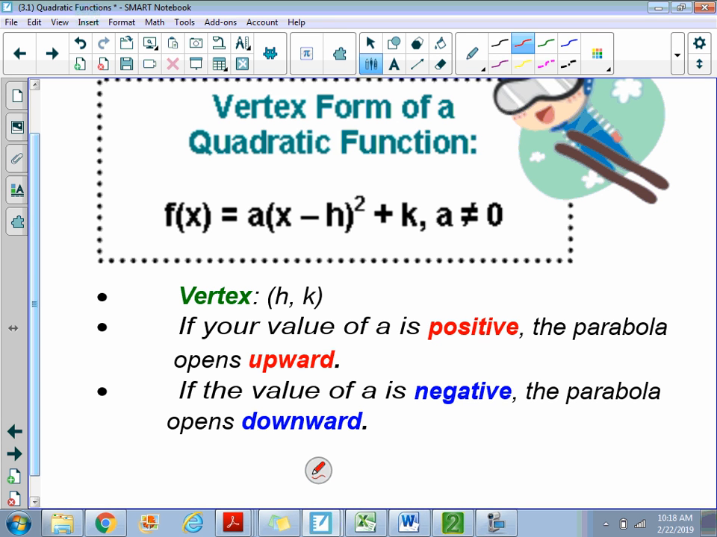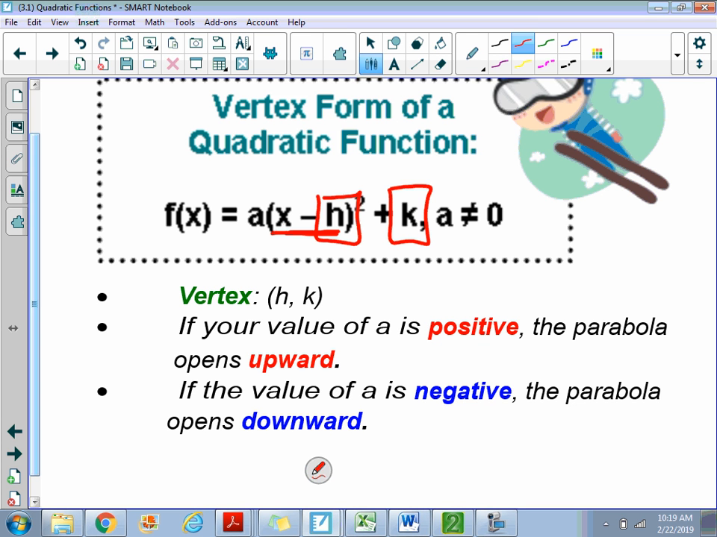Okay, now, notice this is X minus H. The vertex form is X minus H because if it's X minus H, your vertex is going to be a positive X value, right? Because X lies. That's why that one's the standard form. So here you can see your vertex. Your vertex is going to be whatever H is and whatever K is.